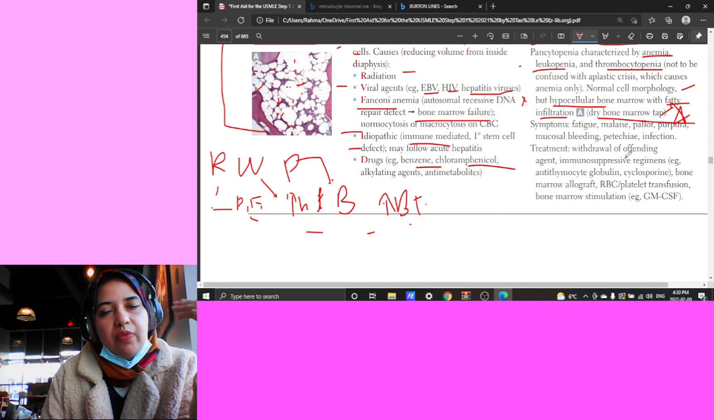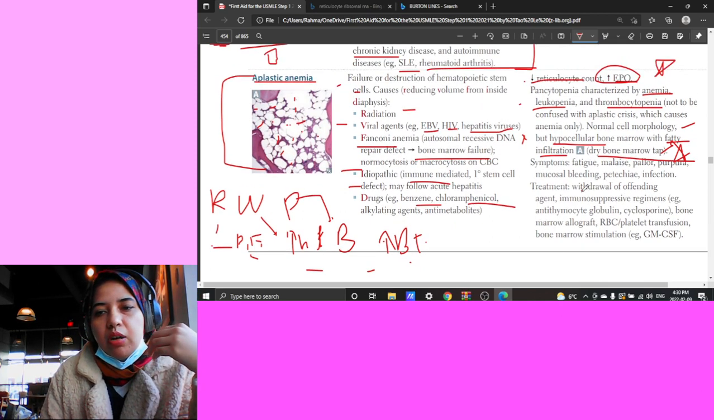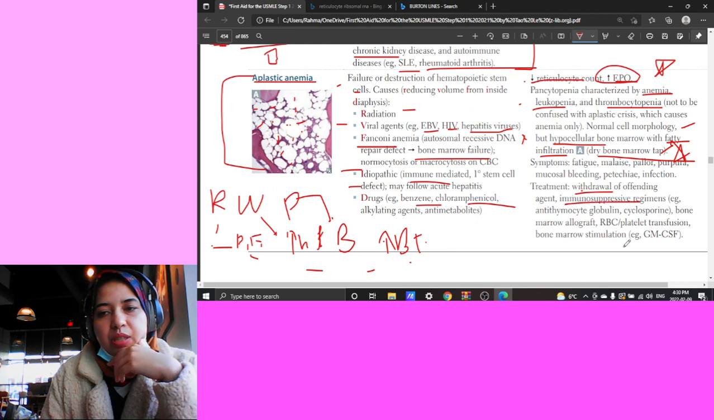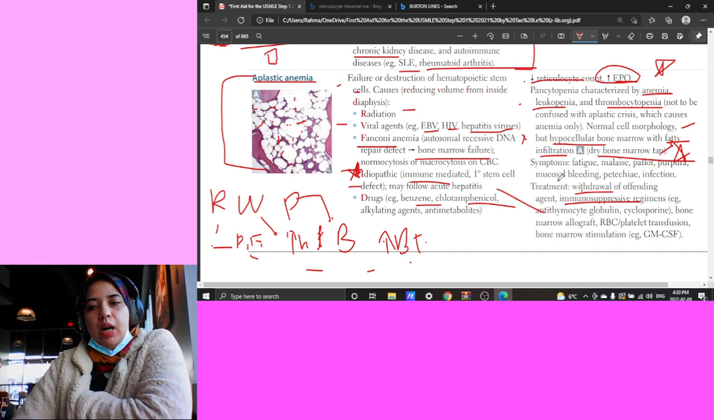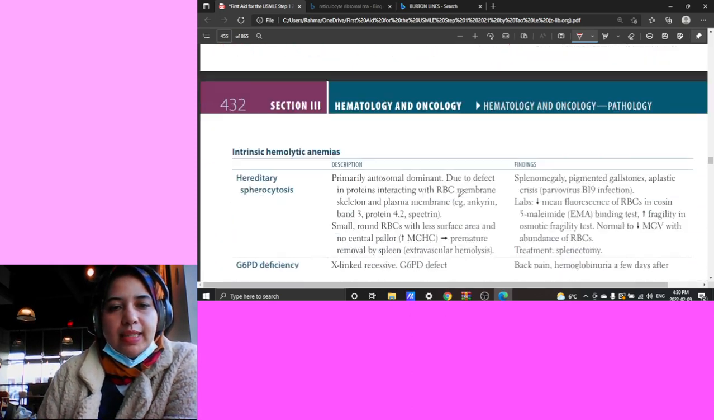Treatment: withdraw the offending agent. It could be a drug that I'm giving. So withdraw the offending agent. Immunosuppressive regimens, because we said the most common group is idiopathic, so an immunosuppressive regimen might be the treatment for it. Bone marrow allografts, and give platelet and RBC transfusions as needed.